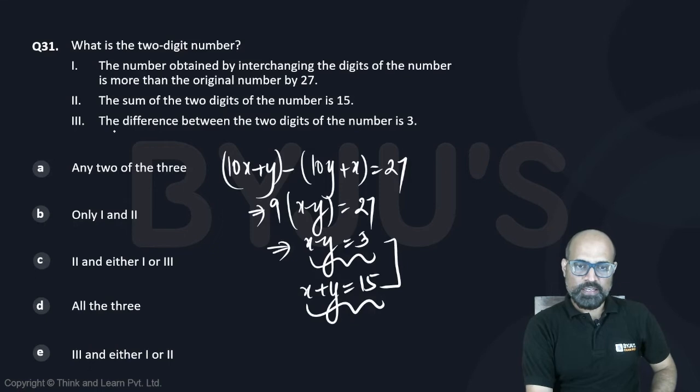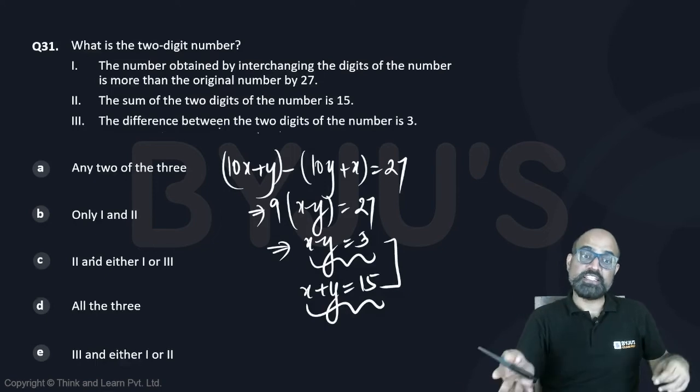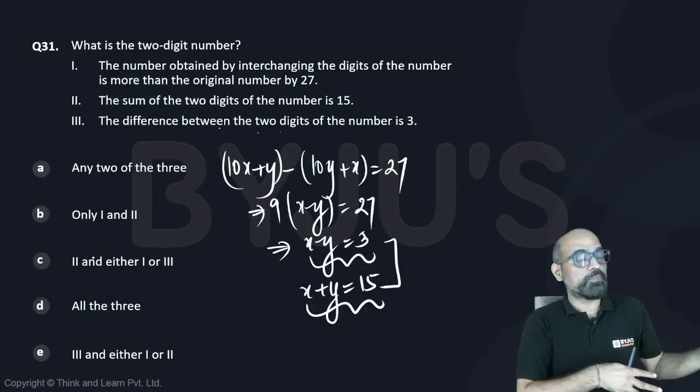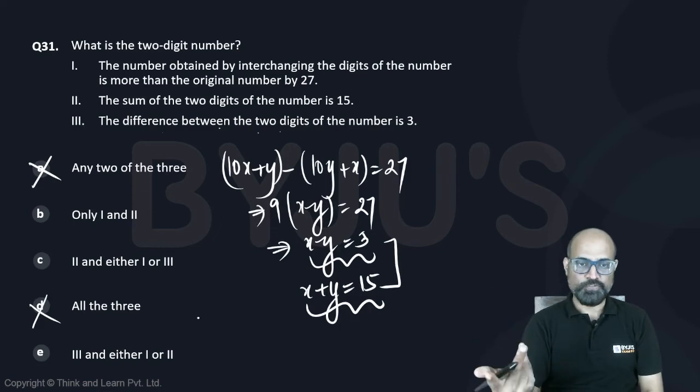Now, if it was given difference between the 2 digits of the number is 3, that was a repetition of the first. So 1 and 3 is the same thing. And also third says difference between the digits. It doesn't say x minus y or y minus x. So any 2 of the 3 will not make sense. Okay. All the 3 is also not going to help, because we just need first and second to answer. Third and either 1 or 2, not going to help.